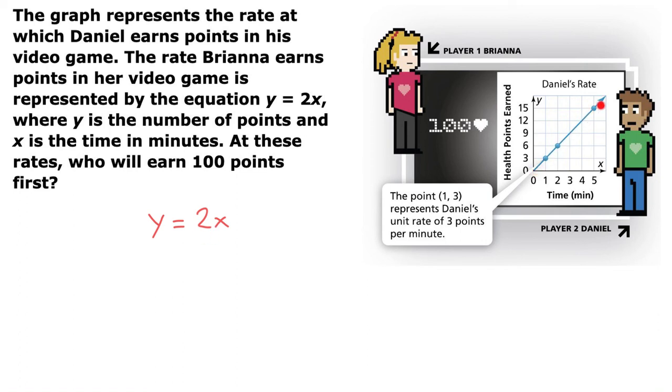Now taking a look at Daniel's data over here, the point (1, 3) is on his line, and this point represents Daniel's unit rate of 3 points per minute. Writing an equation, I have y equals 3x. Now comparing the equations, which is basically the same thing as comparing the unit rates, Daniel will earn 3 points for every minute, Brianna will earn 2 points for every minute, so Daniel will definitely reach 100 points first.